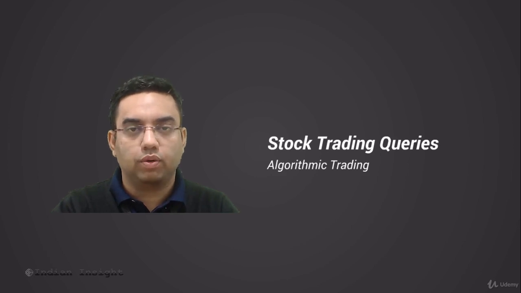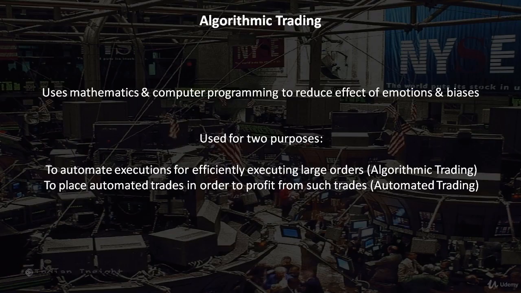Welcome back. In this video, I'm going to give you some understanding about algorithmic trading. Algorithmic trading uses mathematics and computer programming to reduce the effect of human emotions and biases in trading. Algorithmic trading is often used for two purposes. The first is to automate order executions for efficiently executing large orders. The second is to place automated trades in order to profit from them.